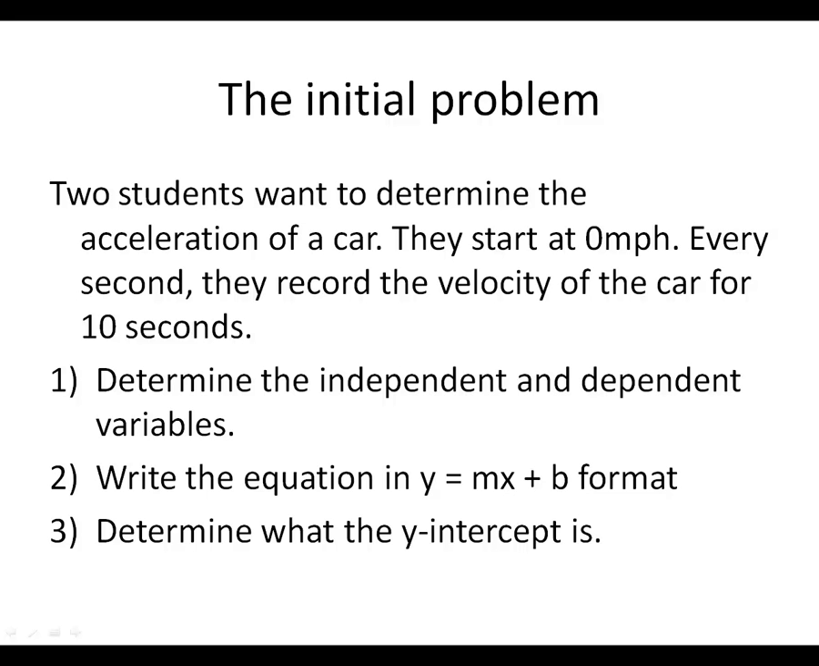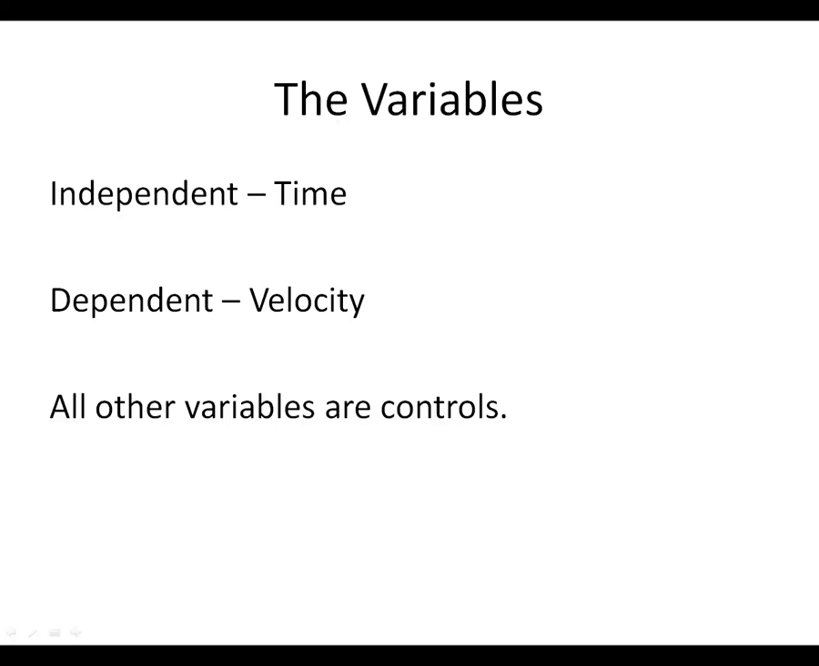Two students wanted to determine the acceleration of a car. So they start the experiment with a car at 0 miles an hour, and every second they record the velocity of the car for 10 seconds. So once again, based on our 3 steps, we need to determine which of the terms are the independent and dependent variables. We need to rewrite the equation, and we need to determine, based on our new equation, what is the y-intercept. Our variables, we already know time is the independent and velocity is the dependent.